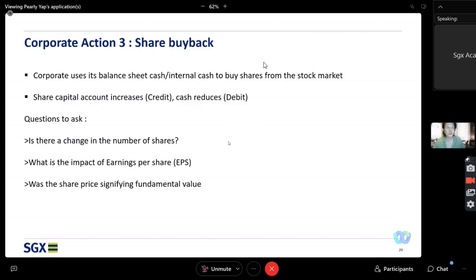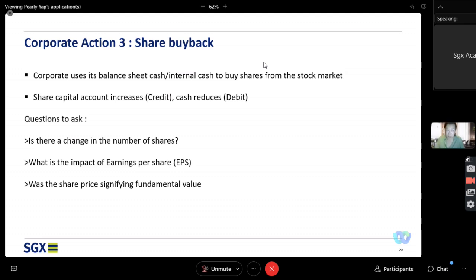Now, we go on to corporate action number 3, where money has changed hands. The corporate uses its balance sheet or internal cash to buy shares back from the stock market. You may have heard of it in some Singapore shares. I cannot recall the latest, and maybe some of you can put it on the chat line, which company did share buybacks in the last 6 or 12 months. So this one actually has cash that has changed hands.